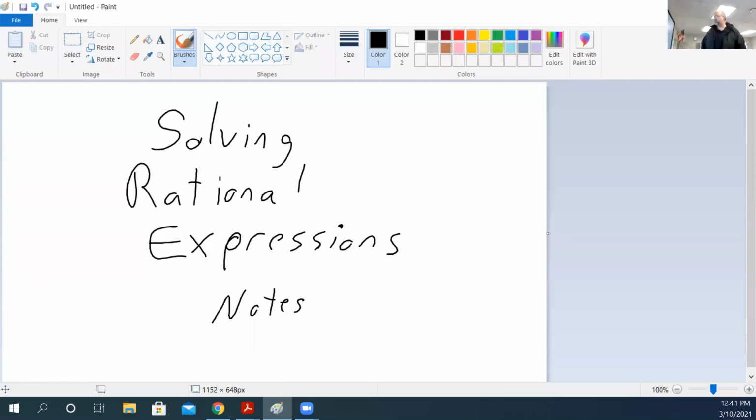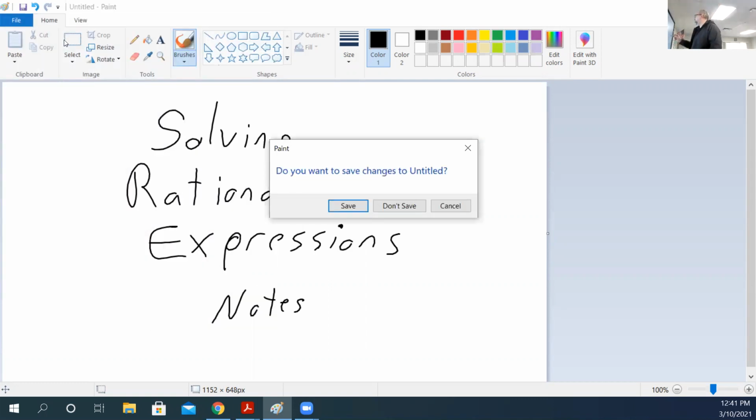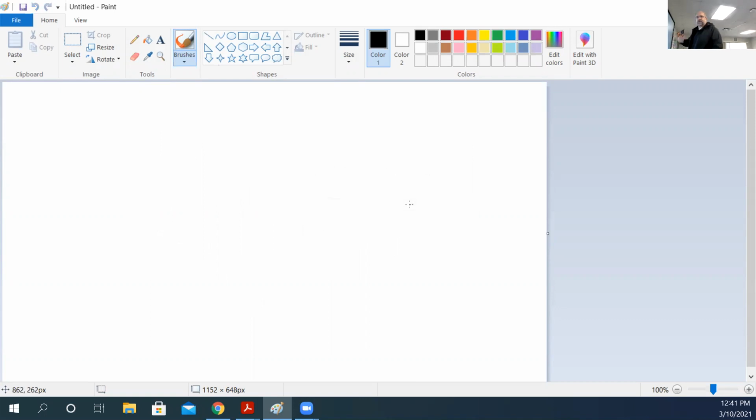Welcome to Solving Rational Expressions Notes. So today we're going to be taking those rational expressions we've been working on the last couple of weeks and actually start solving them, actually getting answers for those variables. So look at this, let's start off with this.